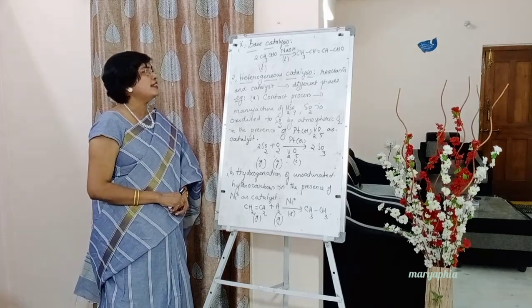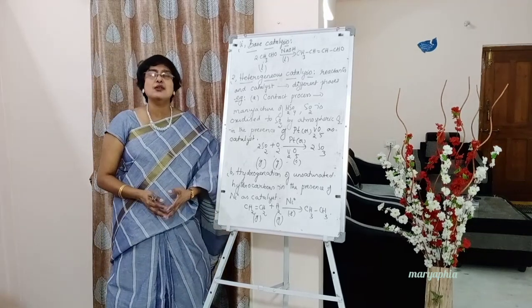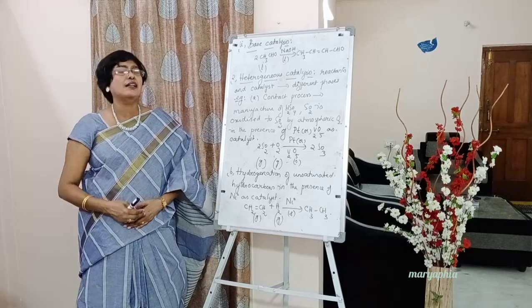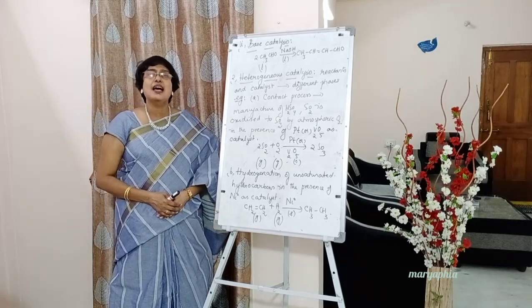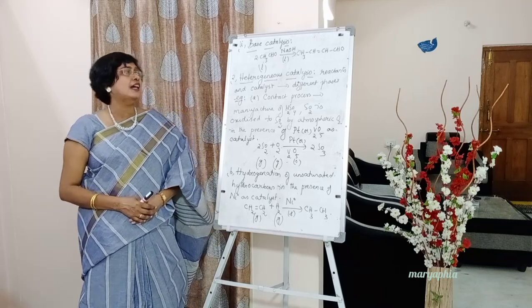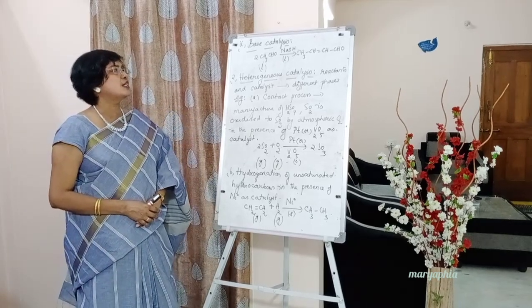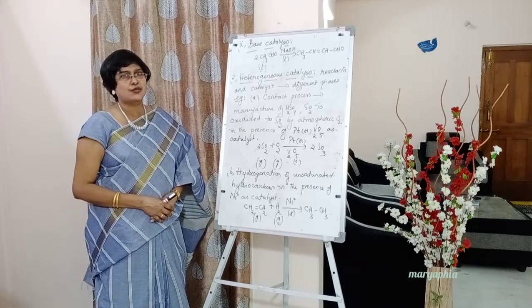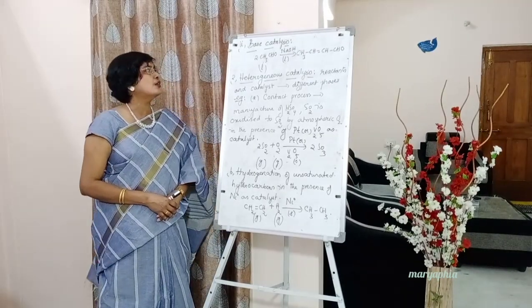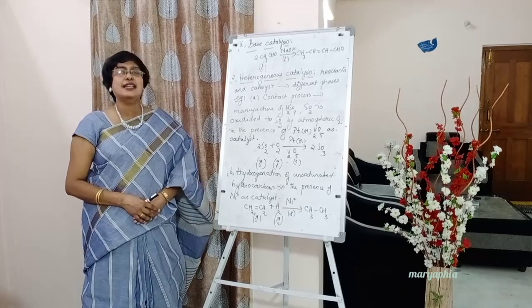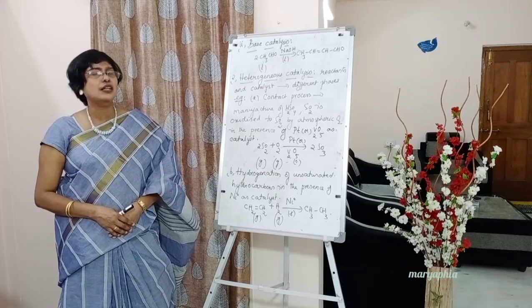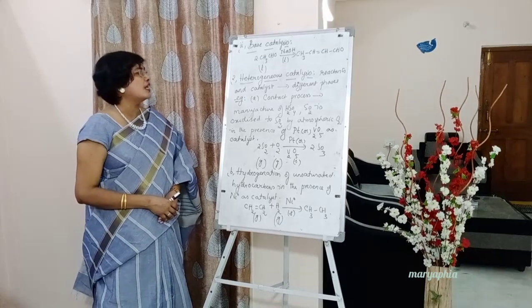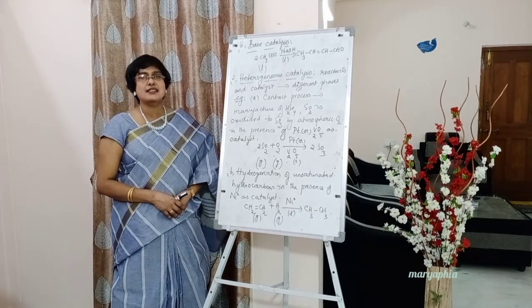So 2CH3CHO in the presence of NaOH or KOH gives us an alpha beta unsaturated aldehyde. So CH3CH double bond CHCHO. This comes under base catalysis. So acetaldehyde is a liquid, NaOH is also a liquid. Okay. Next, second one, heterogeneous catalysis.